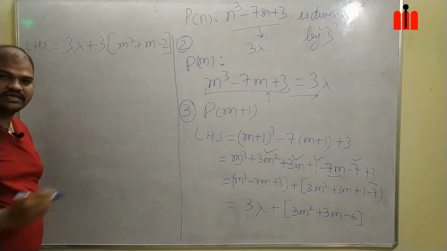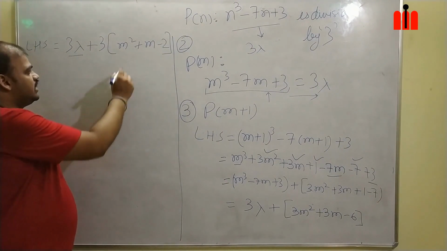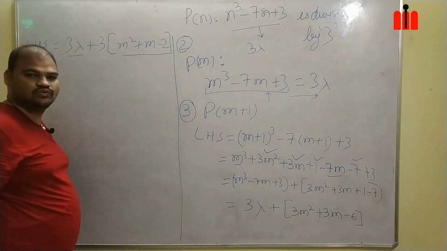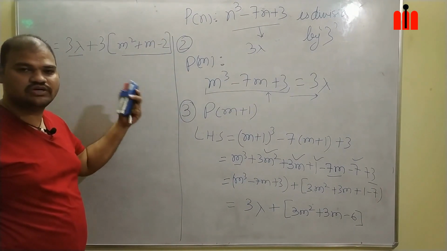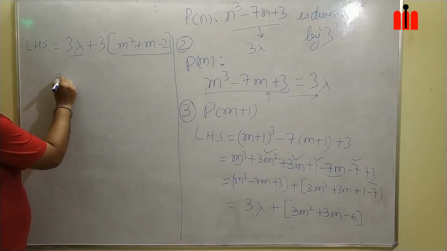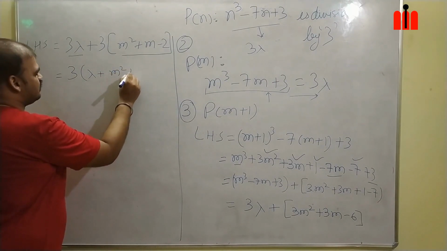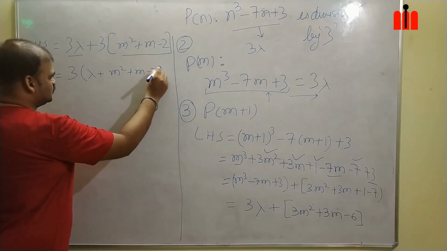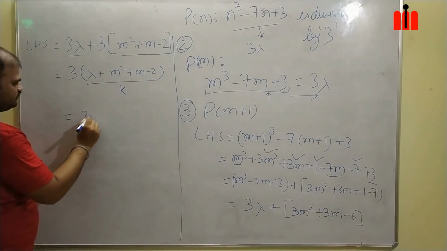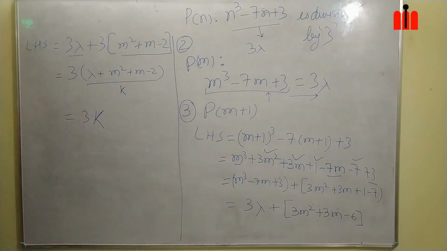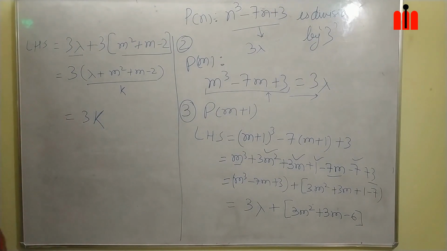In this, 3 lambda is divisible by 3, and m square plus m minus 2 will be an integer, so 3 into an integer is also divisible by 3. Once you take 3 outside common, it will be 3 times lambda plus m square plus m minus 2. I will take this entire term as k, then it will become 3k. So my Pm plus 1 is also divisible by 3.